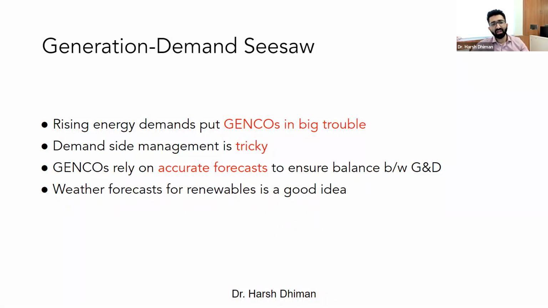So what they do, essentially, is use forecast algorithms. They need to forecast certain parameters, essentially the parameters which can help them to balance generation and demand. If you have an accurate forecast, if your forecasts are reliable, then it becomes quite easy for the generation side companies, the gencos, to balance between generation and demand.